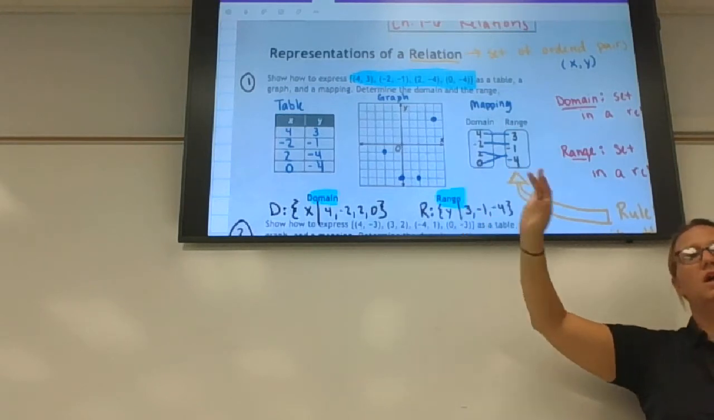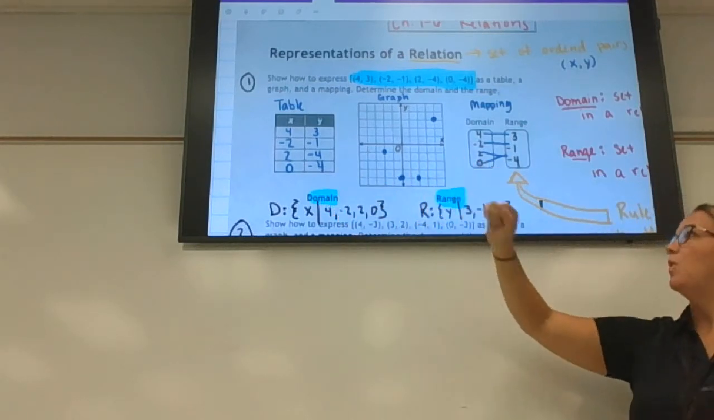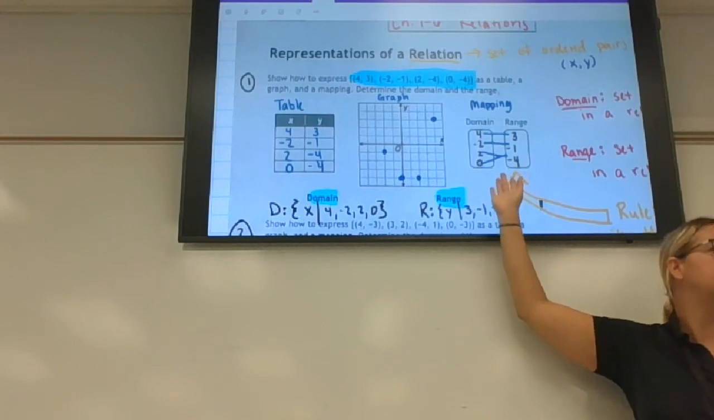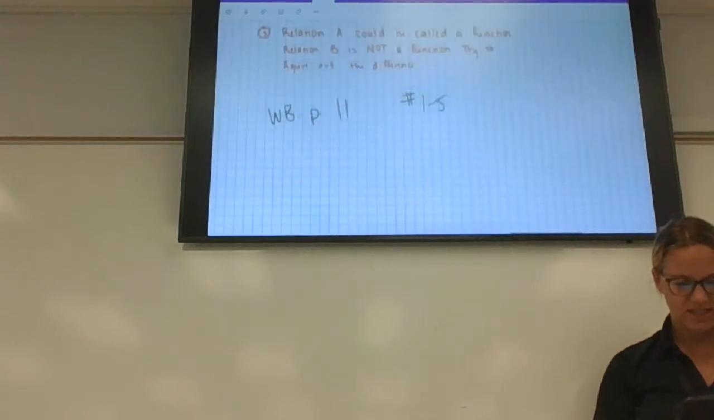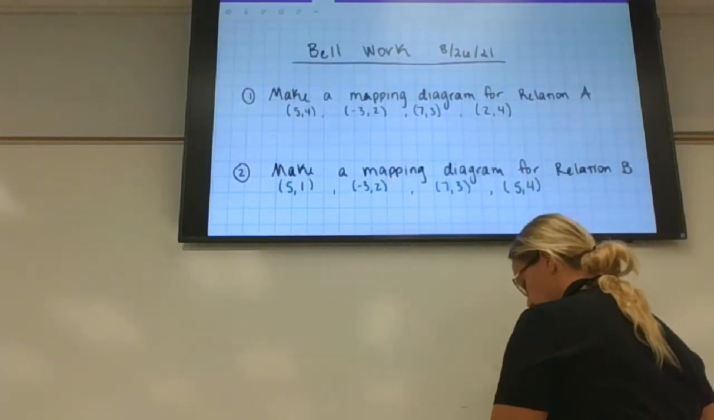So out of bell work, I could have had you make a table. I could have had you make a graph. Why did I choose to have you make a mapping? It's the one you're least familiar with. It's the one that's newest to you. That's the one you need the most practice with. So that's the one I picked. Am I wrong about that? All right, so back at it. Let's look at our mappings.